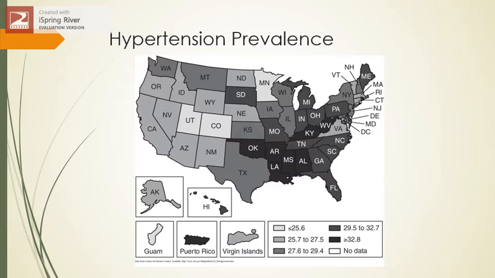And there's also a geographic difference in hypertension. The lighter the color of the state, the lower the prevalence of hypertension. And you see that this map looks a lot like obesity maps. And not surprisingly, hypertension and obesity are related. So you see a high concentration of states with high prevalence of hypertension in the southeastern United States in particular.